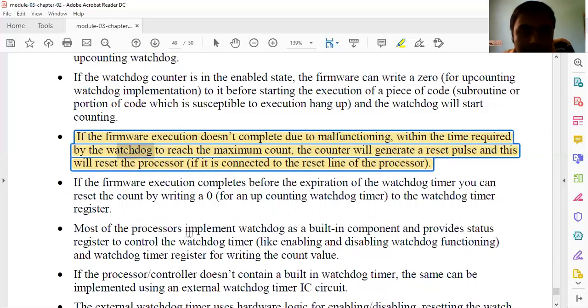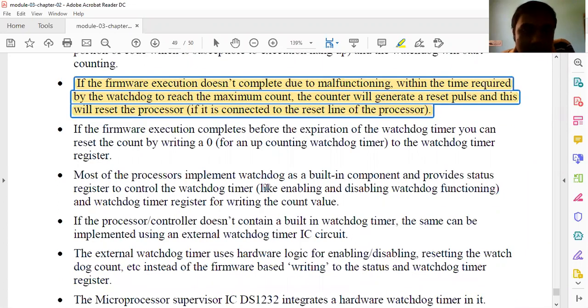If the firmware execution completes before the expiration of the watchdog timer, you can reset the count by writing a 0 to the watchdog register. Most of the processors implement the watchdog as a built-in component and provide a status register to control the watchdog timer, like enabling and disabling watchdog functioning, and a watchdog timer register for writing the count value.